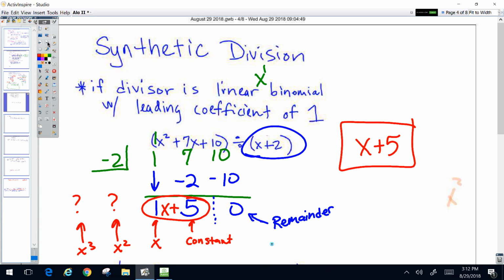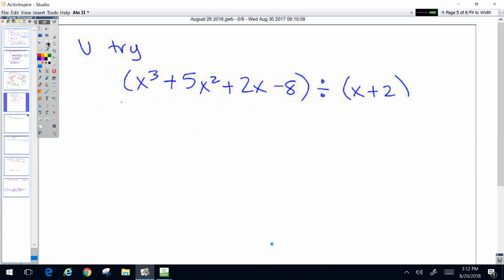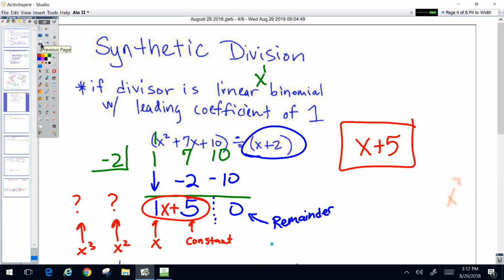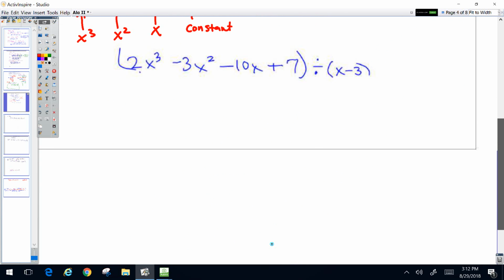Okay, so let's do another one. Oops, hold on. The other one's down lower. That's where it is. So this one, our dividend has more terms, so it's to the third power. But no matter what the problem, the process of synthetically dividing is the same.